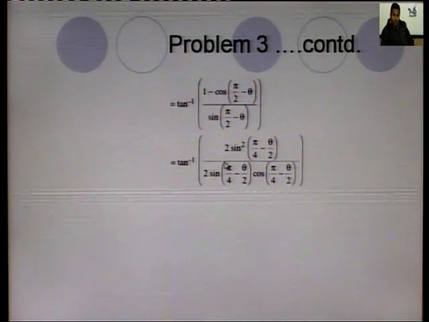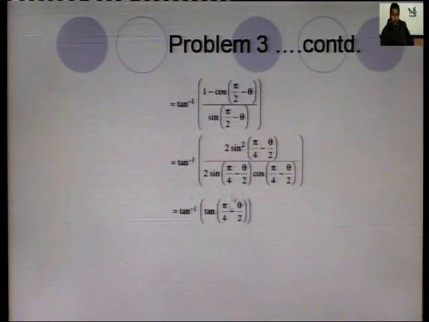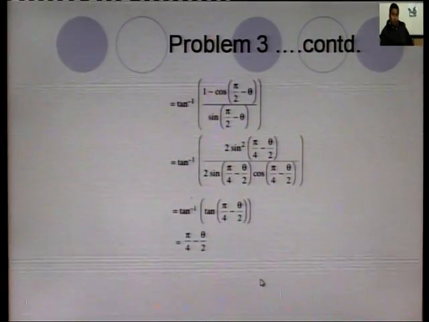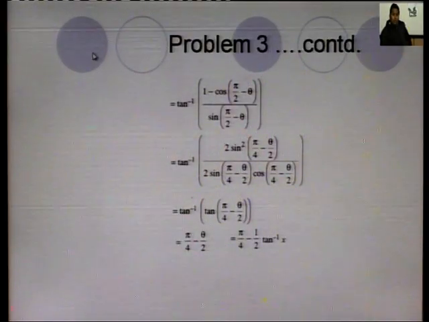The 2 and 2 will cancel out, the sin and sin will cancel out, and the only term remaining will be sin (pi by 4 minus theta by 2) divided by cos (pi by 4 minus theta by 2). This is tan inverse of tan (pi by 4 minus theta by 2). The tan and tan will cancel out, so the only term remaining will be pi by 4 minus theta by 2. So y will become, putting the value of theta, since we put x equal to tan theta, theta will be equal to tan inverse x, so pi by 4 minus 1 by 2 tan inverse x.